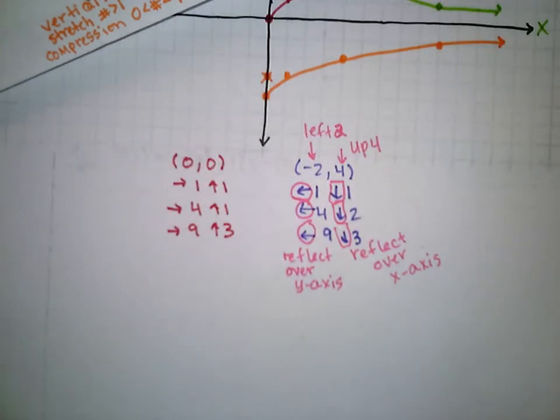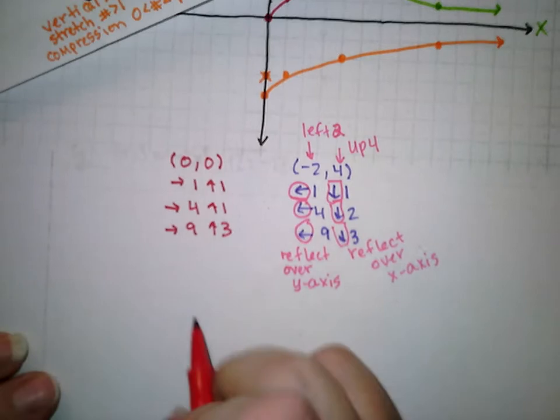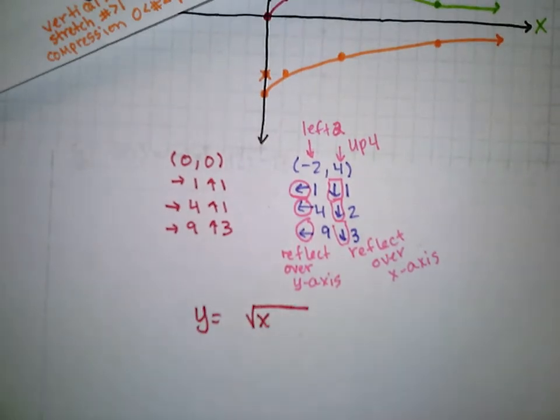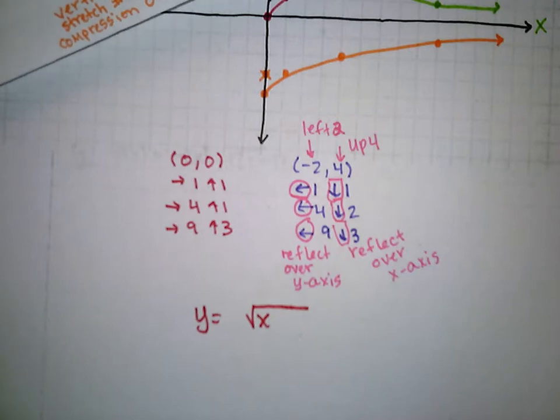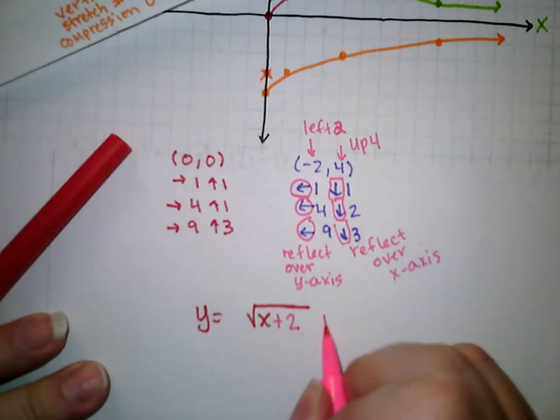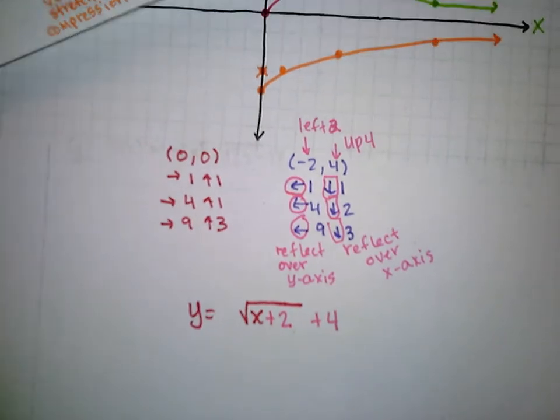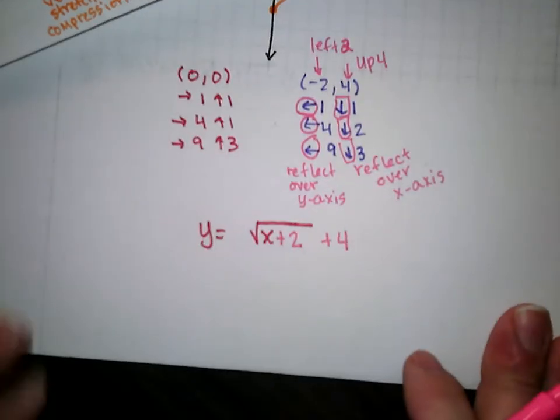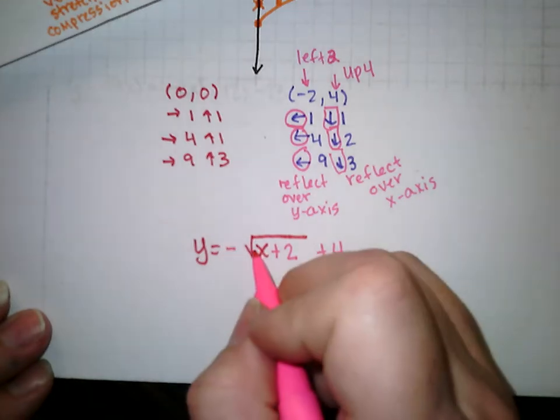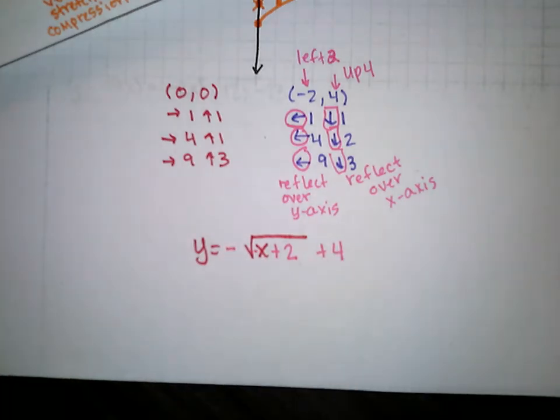So we're going to take our original parent function, y equals square root of x, and we have to shift it left 2, so that means +2 inside, up 4, +4, and then reflect over the x-axis and reflect over the y-axis. So negative, negative. And that would be our ending graph.